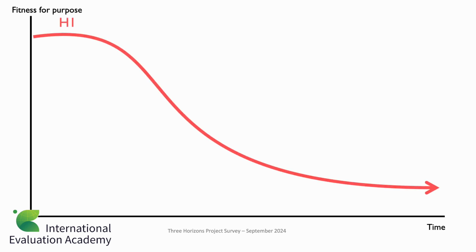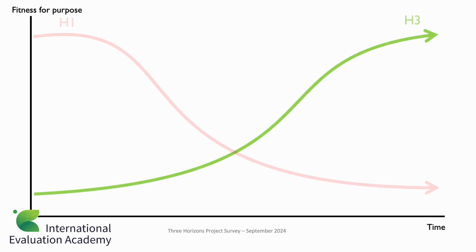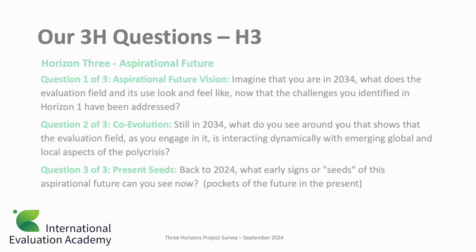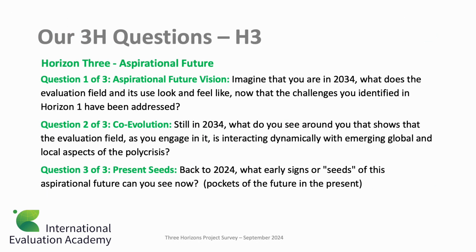Let's move now from Horizon 1 to Horizon 3. Horizon 3 questions are about the aspirational future. We ask you to imagine that you're actually in 2034 and looking around as if it's the present moment to see, first of all, what do you see that says the challenges you identified in Horizon 1 have now been addressed? What is different? But then look around again and ask yourself, what do you see that says that the field of evaluation is continually evolving by interacting dynamically with the global and local aspects of the polycrisis? The third question is to ask you to come back to 2024 and say, what early signs or seeds do you see of this aspirational future? Those are the pockets of the future in the present.